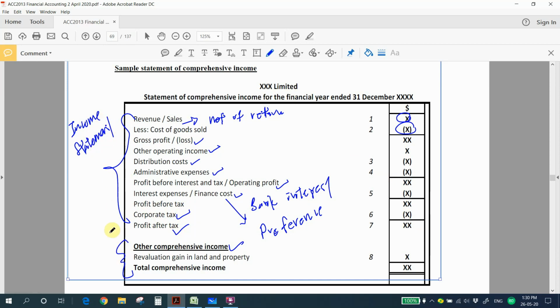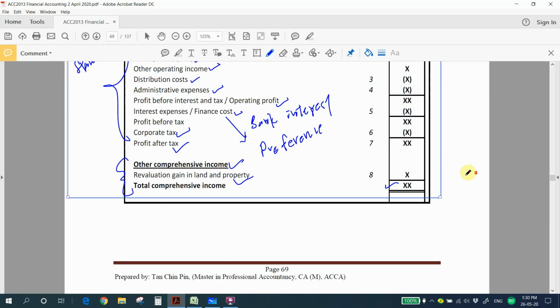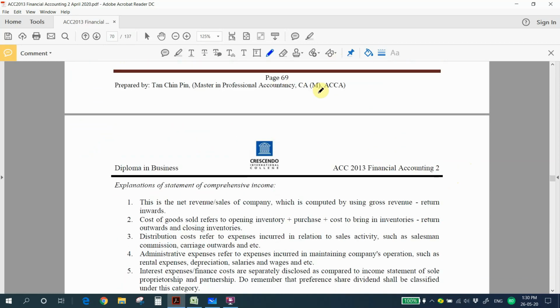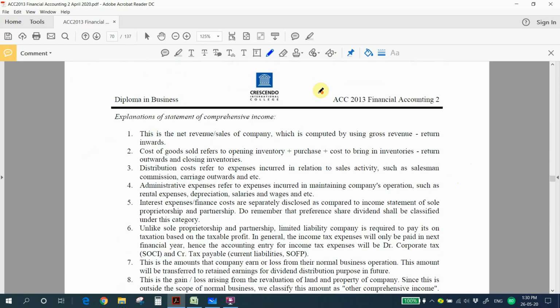The second section is called other comprehensive income. In your other comprehensive income, the typical example is your revaluation gain or loss on land and property. If this is a gain it is positive, a loss is negative, so you will get total comprehensive income at the end of your statement of comprehensive income. A detailed explanation you can see on the next page, which is page 70.